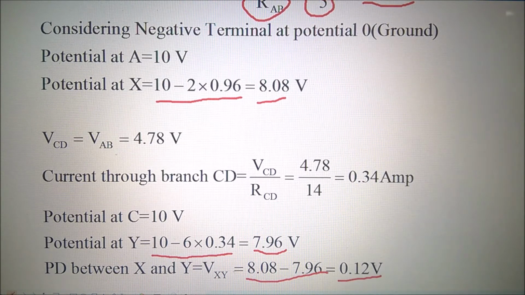Now one thing I have to tell you: all the potentials we are mentioning, the potential at X, the potential at A, everything is in comparison with the negative terminal of the battery as grounded. That means at zero potential. And that is the complete solution of the problem.